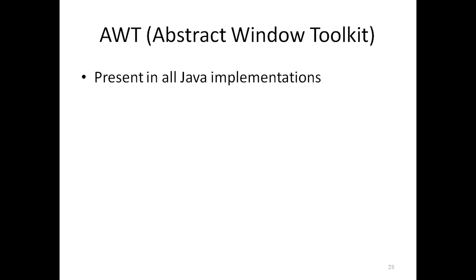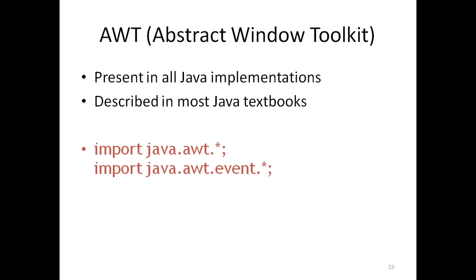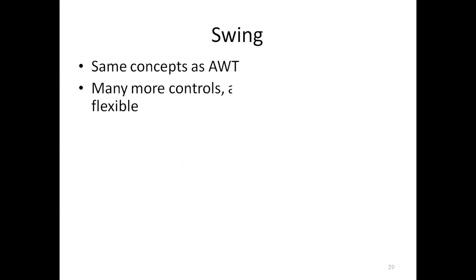AWT is present in all Java implementations and is also described in most Java textbooks. For Java AWT, we have to write import java.awt.* and import java.awt.event.*. Both of these packages are imported for Java AWT. Java Swing is the advanced version of Java AWT, but it is the same as AWT, only more advanced.